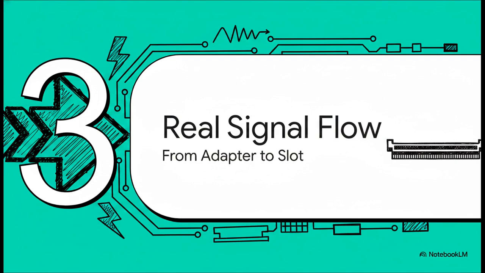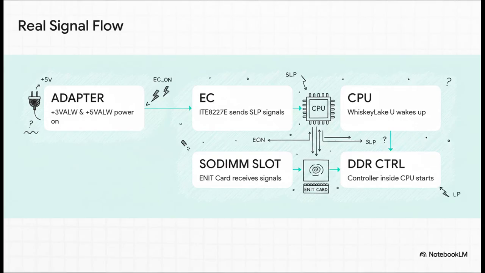All right, diving into section 3, tracking real signal flow. We know what the lights mean now, but how does the signal actually travel to the card in the first place? Let's trace it. This brilliantly illustrates the step-by-step chronological journey of a system booting up, straight from the schematic itself. It all starts over at the adapter, generating your 3-volt and 5-volt always-on power lines. That power then wakes up the embedded controller, the EC. Specifically, that's the ITE8227E chip over on page 2.